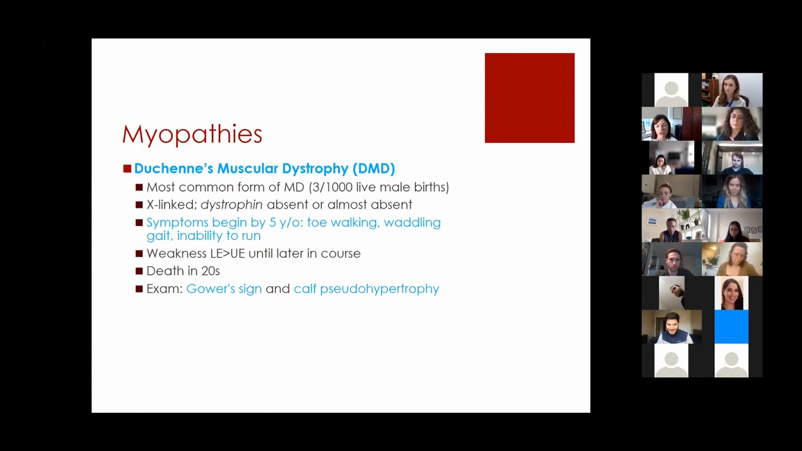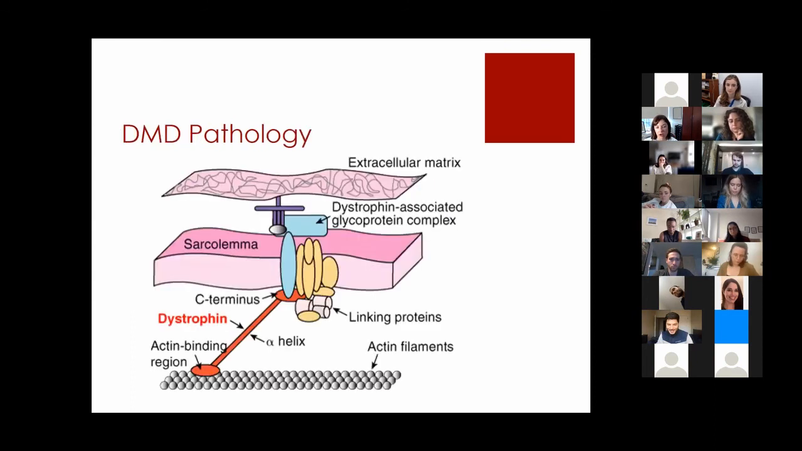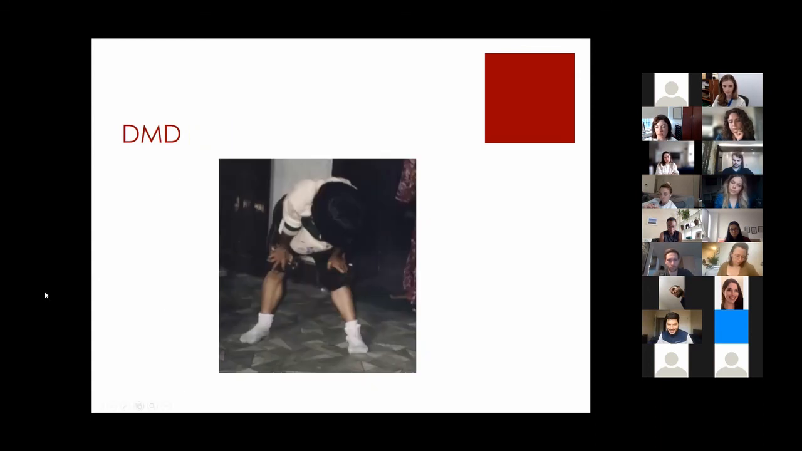Onset is in childhood by 5 years, and you tend to see toe walking or waddling, inability to run. There is somewhat of a limited lifespan, unfortunately. And on exam, these patients tend to have calf pseudohypertrophy. So they're weak, but their calf muscles look really large. This is the dystrophin, which is the molecule that has the mutation that results in this myopathy and muscular dystrophy. This is a picture of a boy with Duchenne's muscular dystrophy.